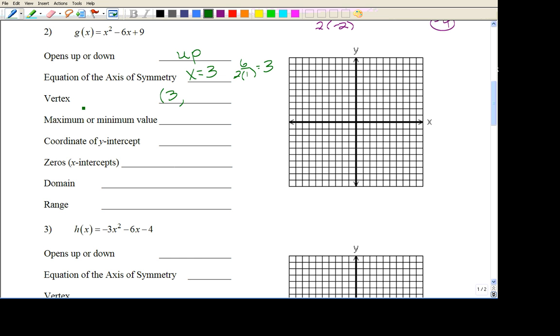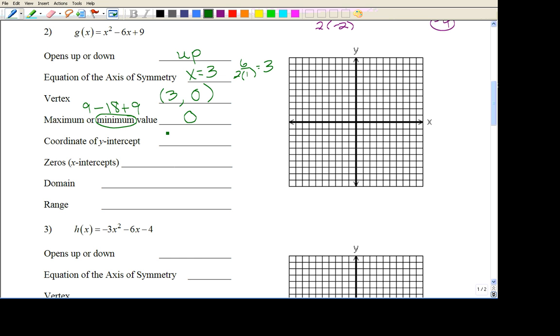Plug the 3 in to get the y value, so you'll get 9 minus 18 plus 9. That all cancels out to 0. So the vertex is at (3, 0). We know this y value is 0, so the maximum or minimum value must also be 0. This graph opens up, so it has a minimum value of 0.